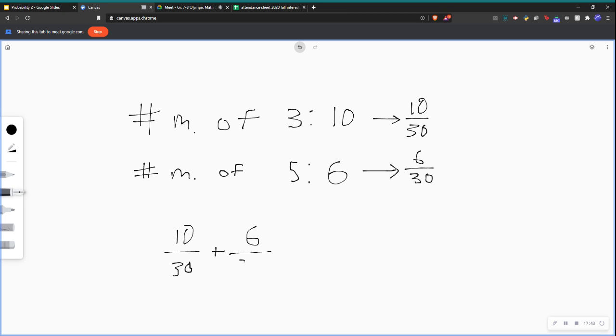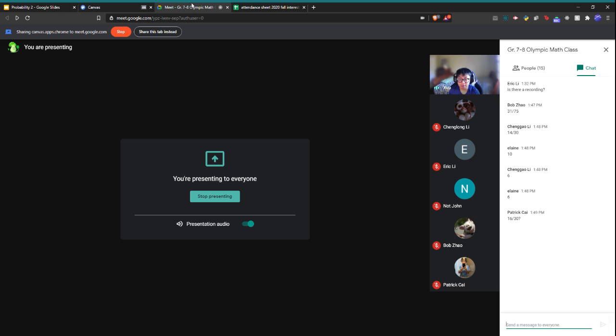But you guys probably notice why this isn't the correct answer. So here we get 16 over 30. Right. But does anyone know why this isn't the correct answer? So this is not the final answer. Anyone know why? It's not 16 over 30.